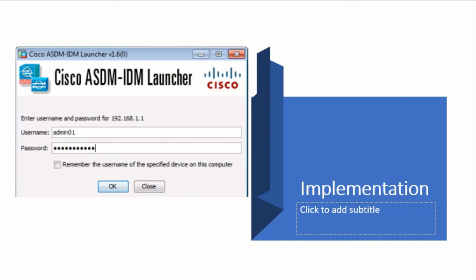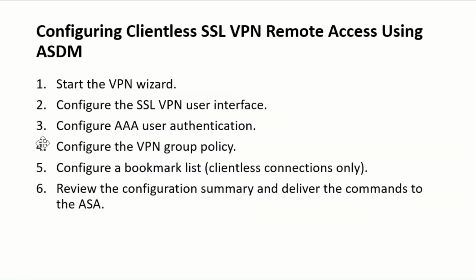We are going to go through 6 basic steps to configure a clientless SSL VPN. Start the VPN wizard, configure the SSL VPN user interface, configure AAA user authentication, configure the VPN group policy, configure a bookmark list, and last step, I will review the configuration summary and deliver the commands to the ASA.